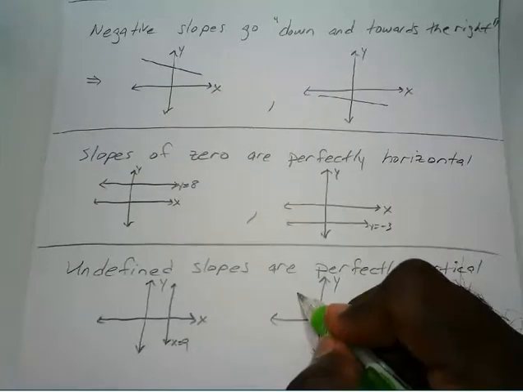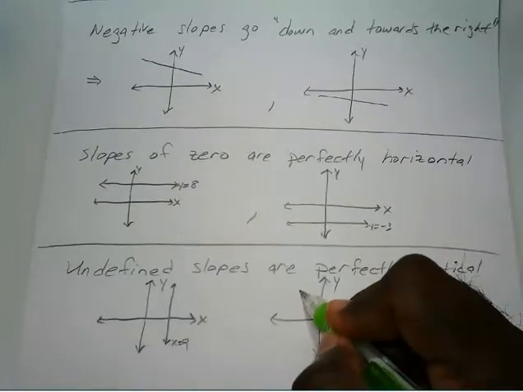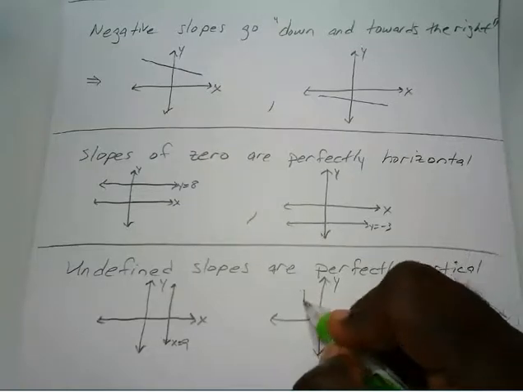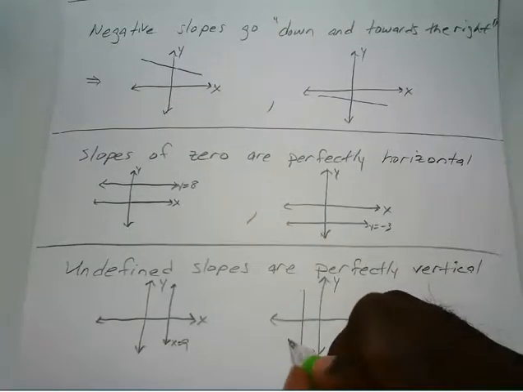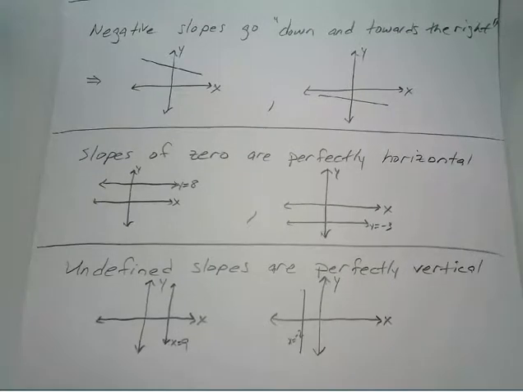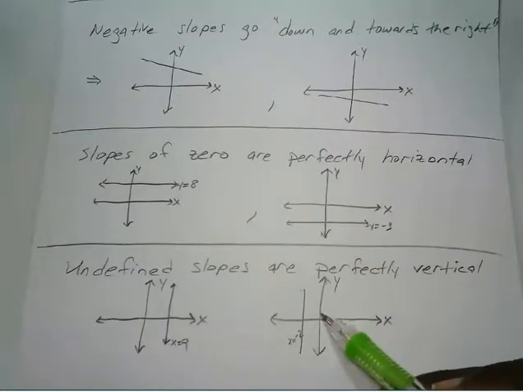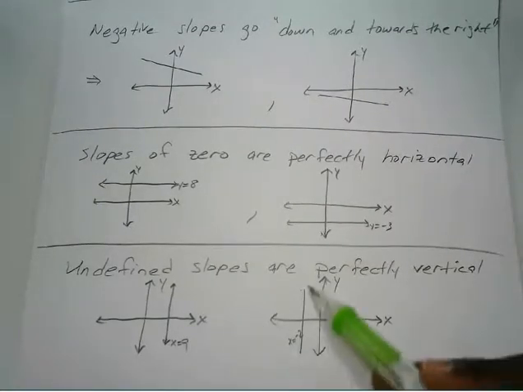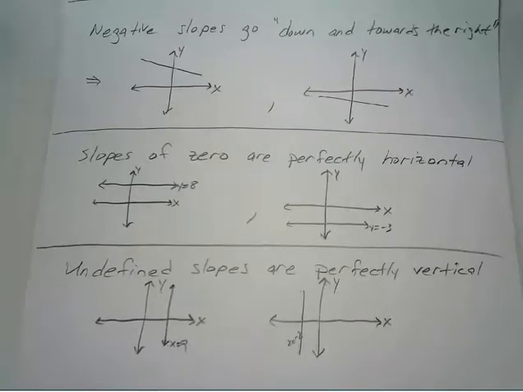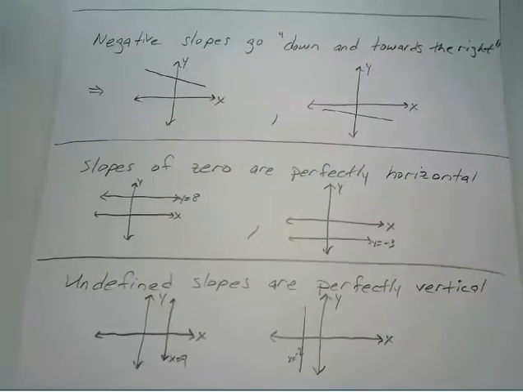Okay, same thing here. If we wanted to graph x equals -2. Okay, so x equals -2. Again, undefined, perfectly vertical. Okay, so that's kind of a breakdown of how your slopes will look.